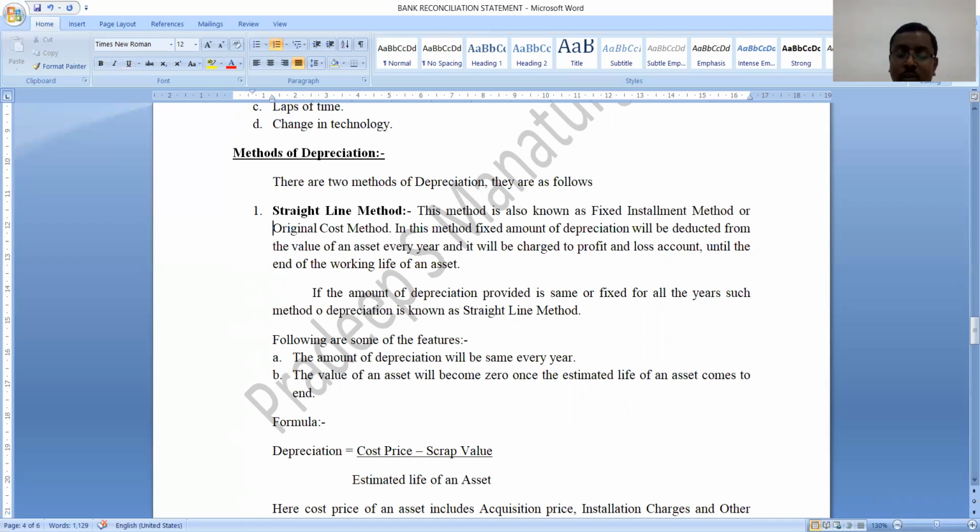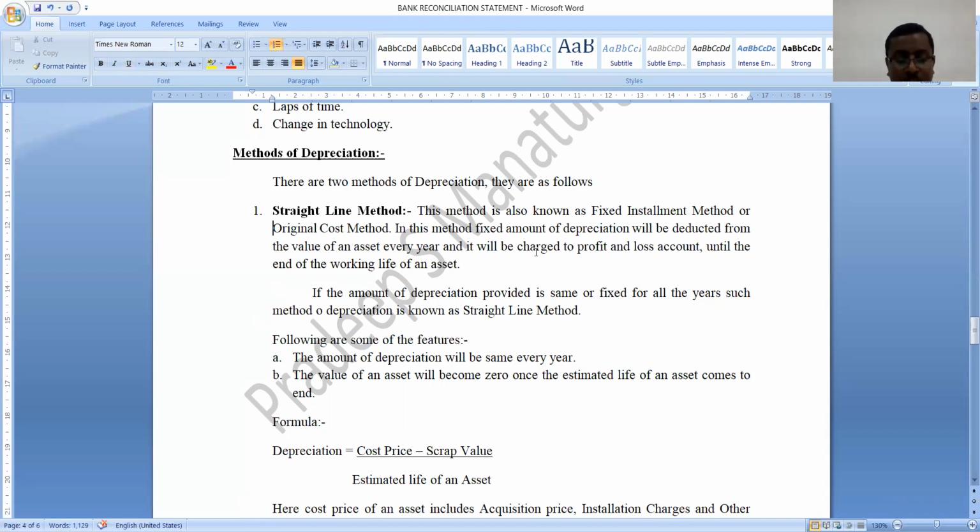This method is also known as the original cost method because every time we are going to charge depreciation on the original cost of an asset. In this method, a fixed amount of depreciation will be deducted from the value of the asset every year. That particular method is called the straight line method.